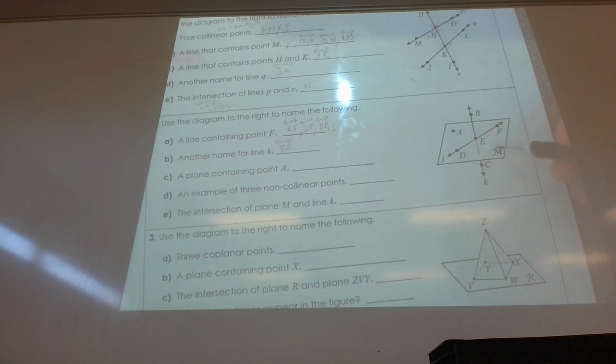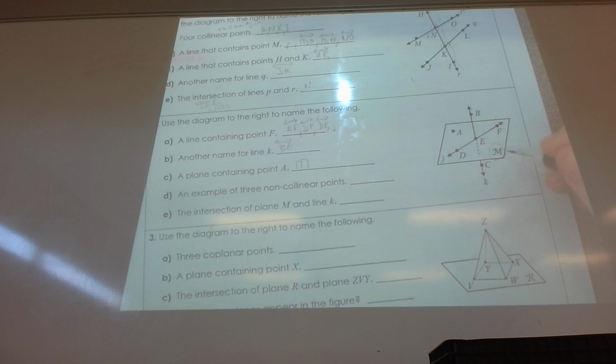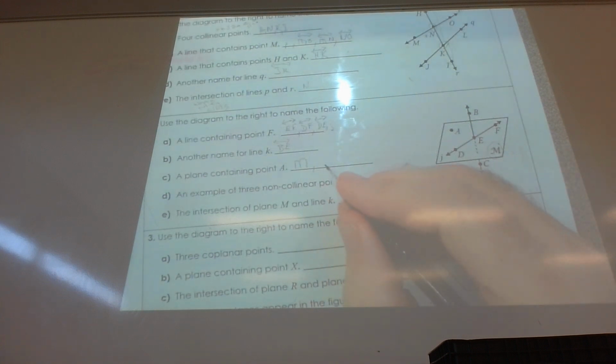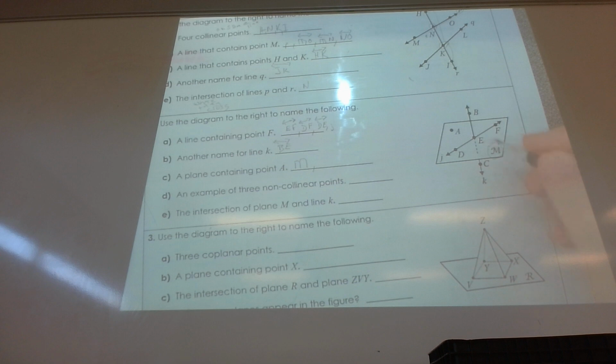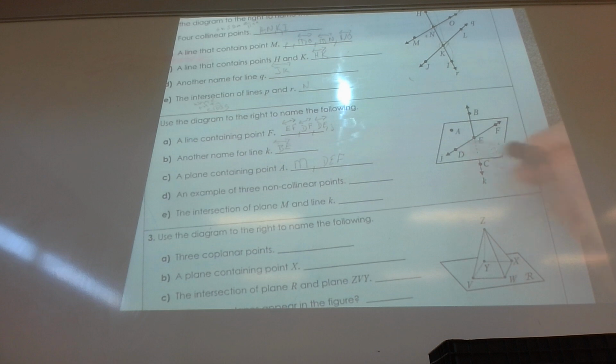Okay? A plane containing point A. Well, the simplest answer is right there, the fancy written letter M. Now, you don't have to try to write it fancy, just do that. If you want to get more clever with it, then DEF. Because that contains point A. But the easiest answer is that plane right there. It's already named for you.